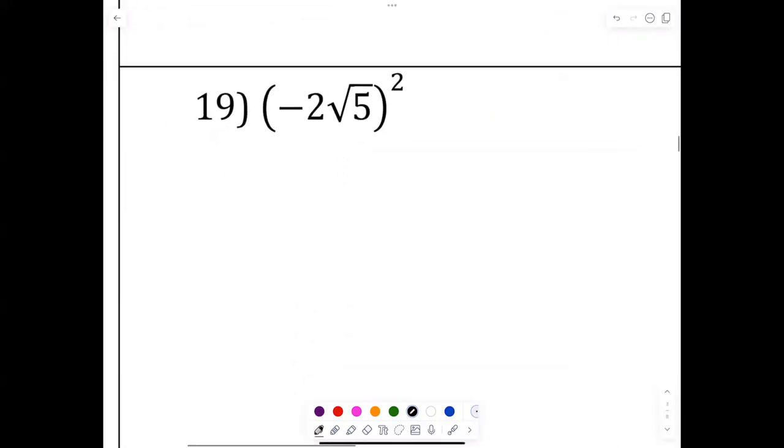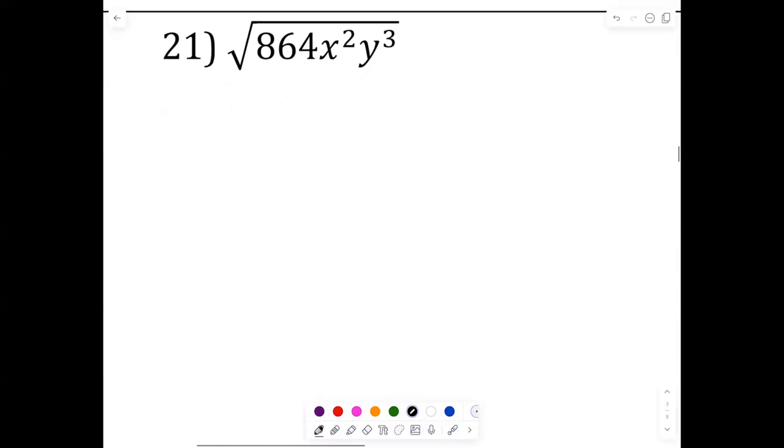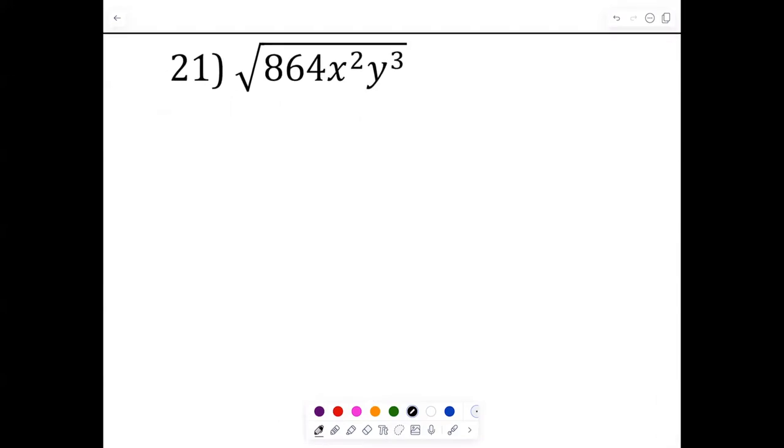19. Come on now. Everybody should be able to look at that real quick and say that's obviously what? 20, correct? Negative 2 squared is 4. Square root of 5 squared is 5. 4 times 5 is 20. Everybody good on that? All right, let's check out 21. 864. Now, most people don't even know if that's a perfect square. So you would just take the square root of 864 on your calculator. Is it a perfect square, Colton?